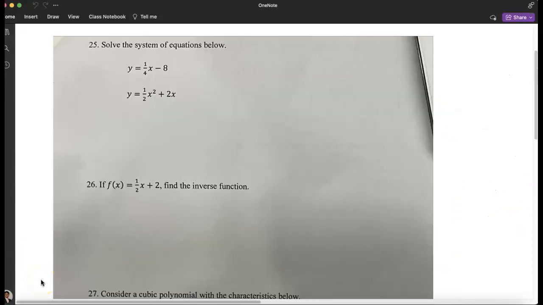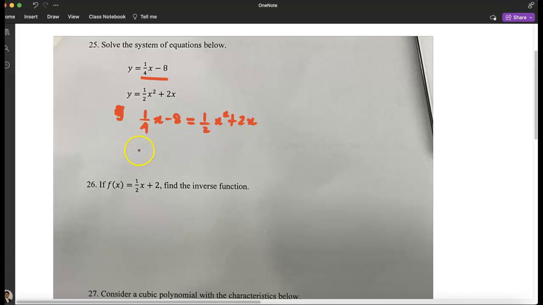They've given you two equations, both are with y. So what you do is you equate the y's. This is also y, this is also y, so you can do this is equal to this. What do you mean? 1/4 x minus 8 is y, is equal to half x square plus 2x, which is also y. And now you solve this.